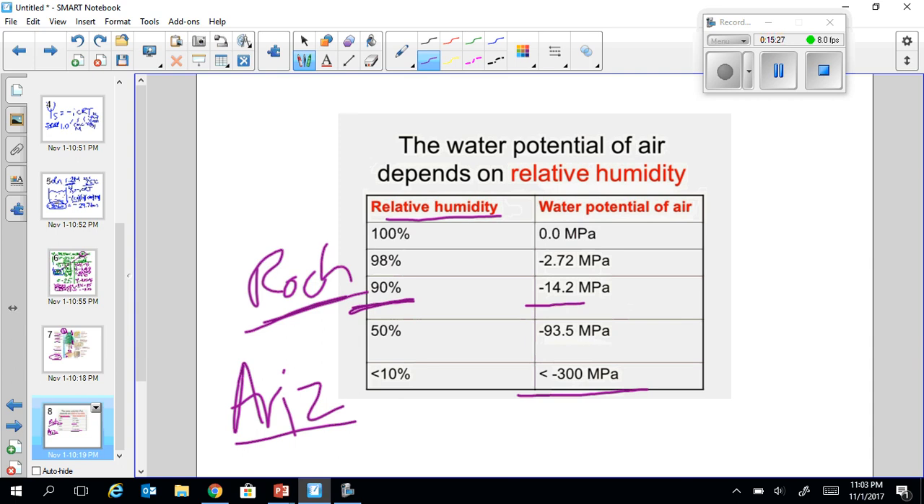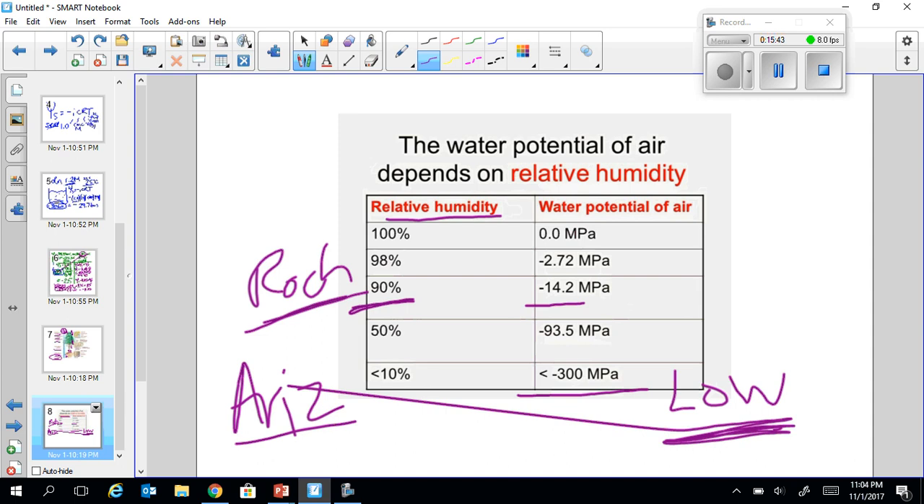So when there is extremely low water potential in an area, the plants really have to have special adaptations so they don't lose all their water. Plants are going to lose a lot more water in an area like Arizona than they are in a place like Rochester, which is why we have such abundant plant growth here in Rochester versus in Arizona, there's just so many rocks.